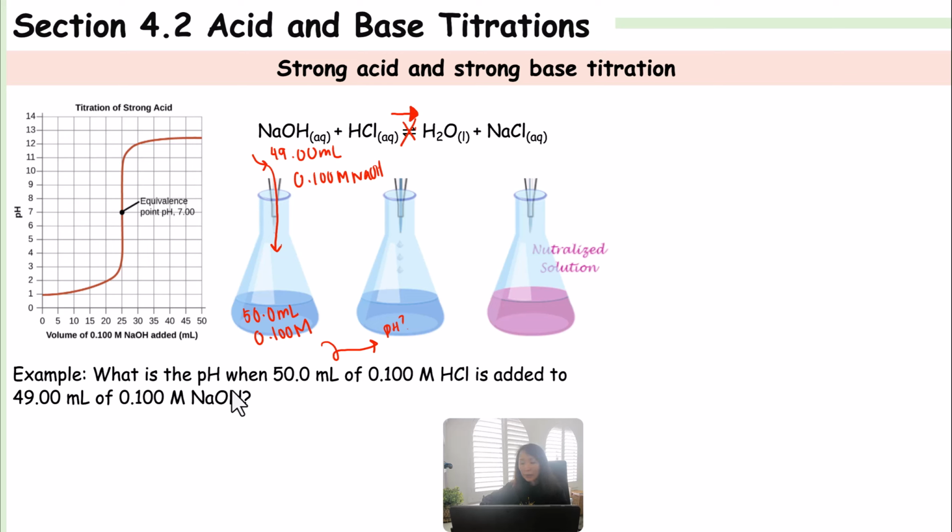Let me go ahead and rewrite this equation. So I have my OH minus. I'm not including any of the spectators, so let me take out all of the spectators to avoid confusion. Plus H plus, and then that goes to water. Now I'm going to put ICF. Then all of these are going to be in millimoles, rather than molarity.